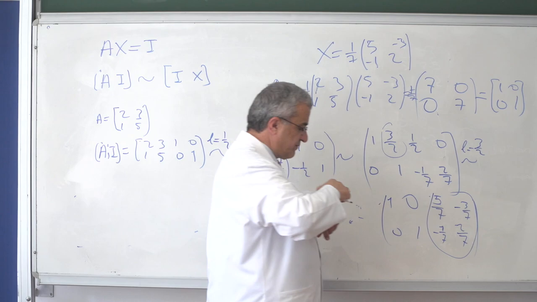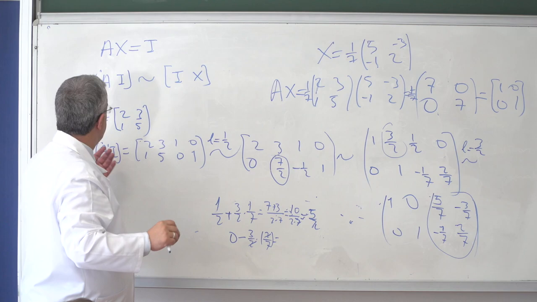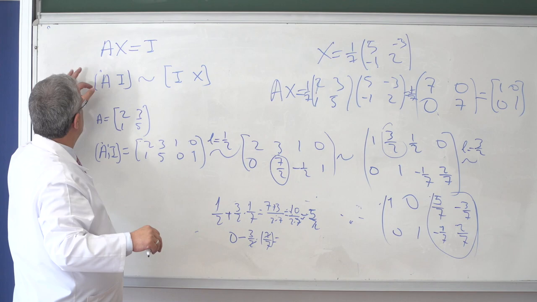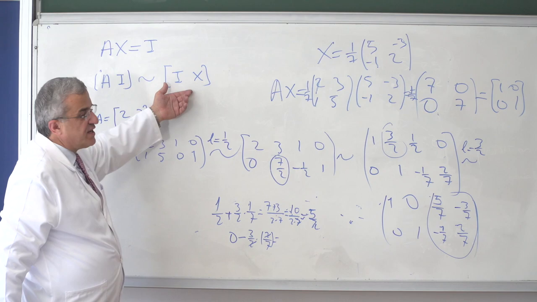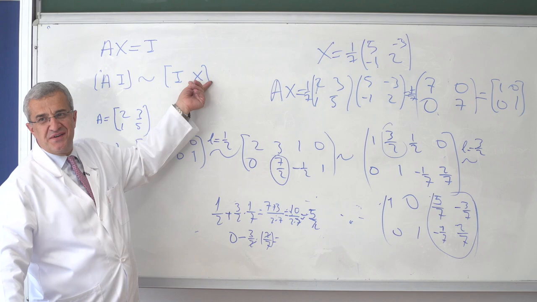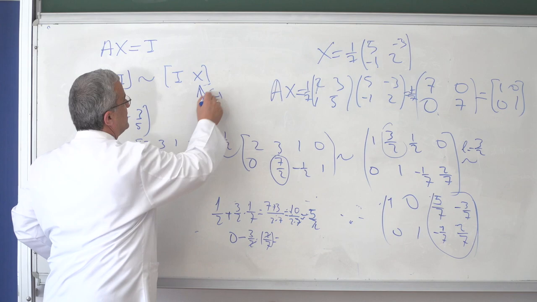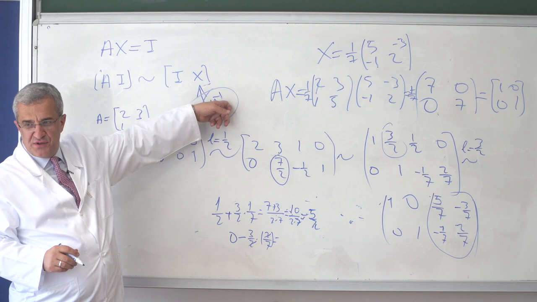So when you do this, you start from this, and you perform row operations, and you obtain an I here, whatever is here is the inverse of A. Of course, we didn't prove this. Now we will prove this, okay? By this example, we observed it, but I am telling you that this is A inverse. So we'll see why it is true.